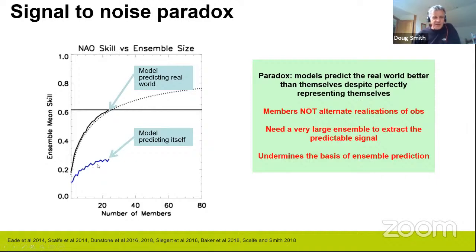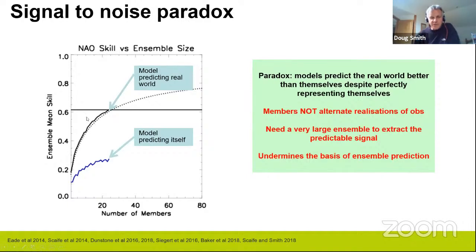So if the models actually gave us alternative realizations of reality that could happen if a butterfly flapped its wings, for example, then we would expect the blue curve and the black curves to be the same. But in fact, the predictability in the model world, so the model predicting one of its own members, is much, much lower than it is for the models predicting the observations.